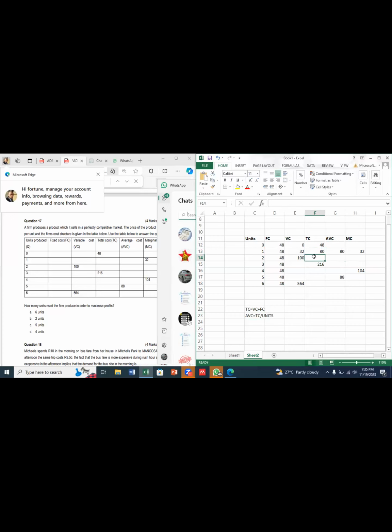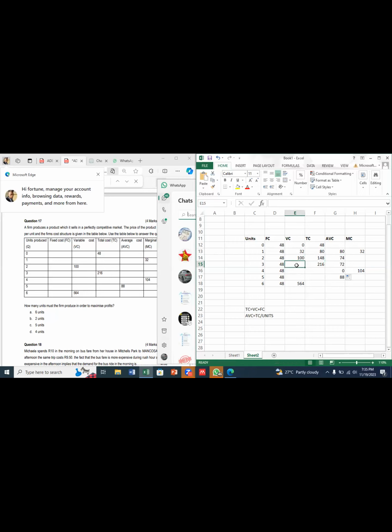Then the total cost at this particular juncture is an addition of the fixed cost and the variable cost, which is this formula there, which gives you 148. Then the average variable cost is simply a division of that. So we just bring that one down.